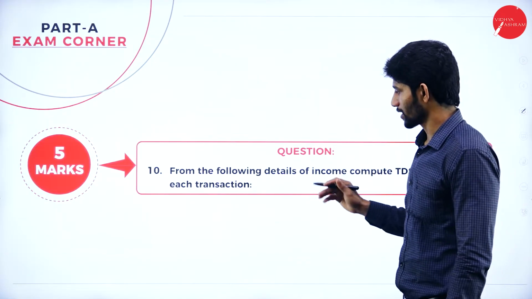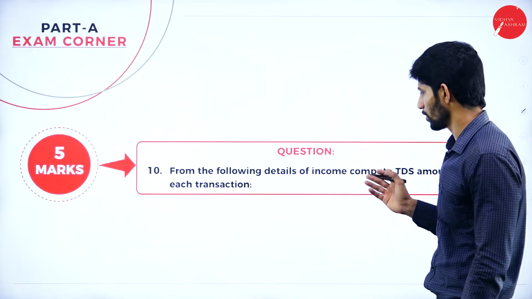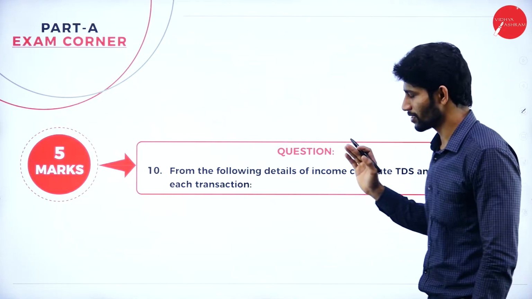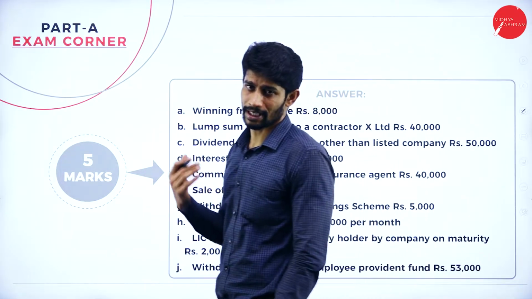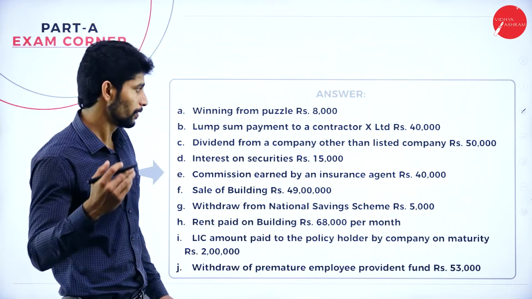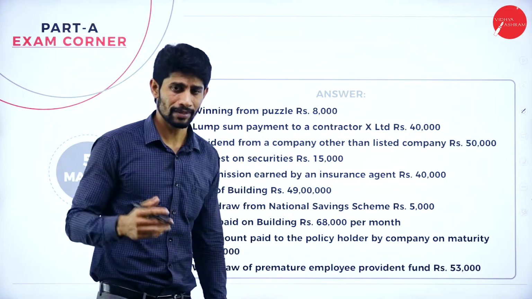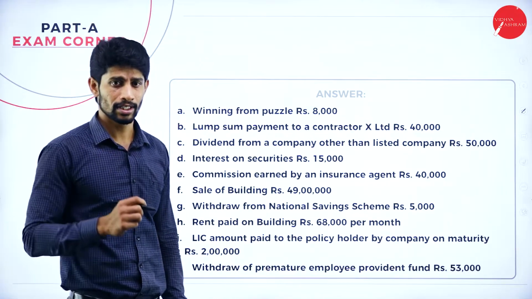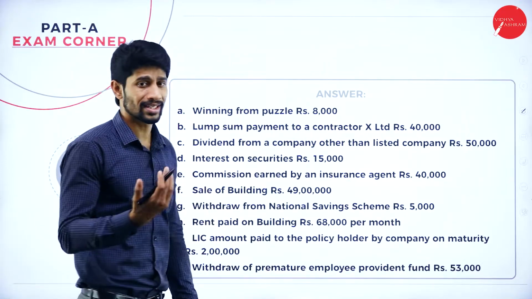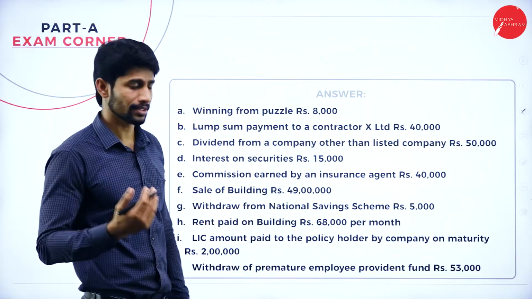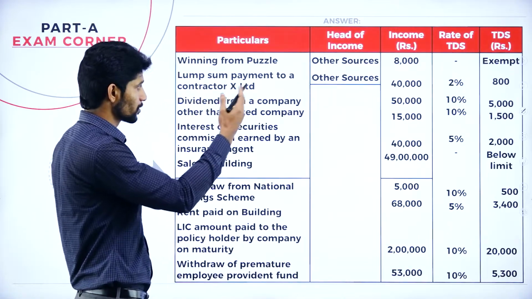Next, they might ask, from the following details of income, compute the TDS amount for each transaction. What is the TDS payable? For example, winnings from horse race, winnings from gambling, or winnings from card games, interest received, dividend received. On this kind of items, what is the percentage of TDS deducted? They might ask the question. So this is the solution.